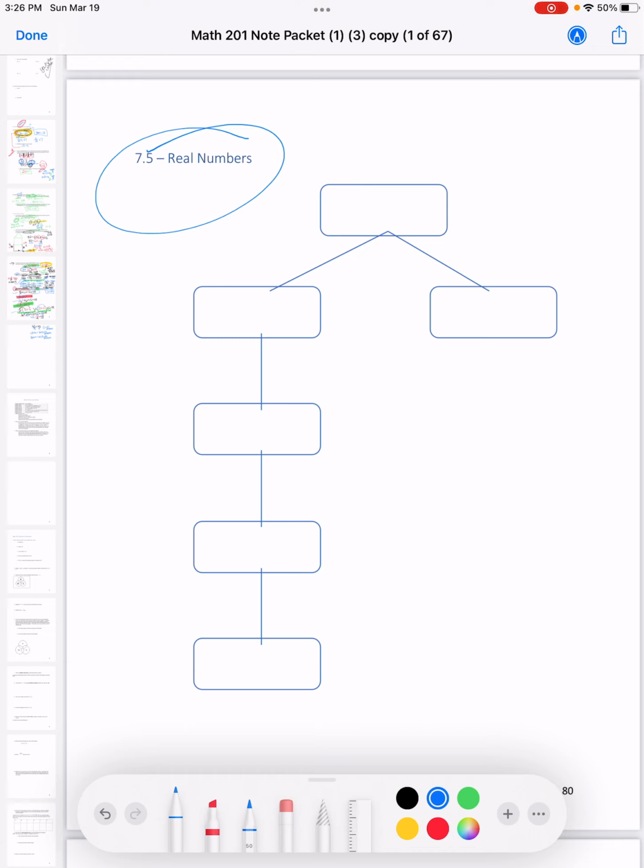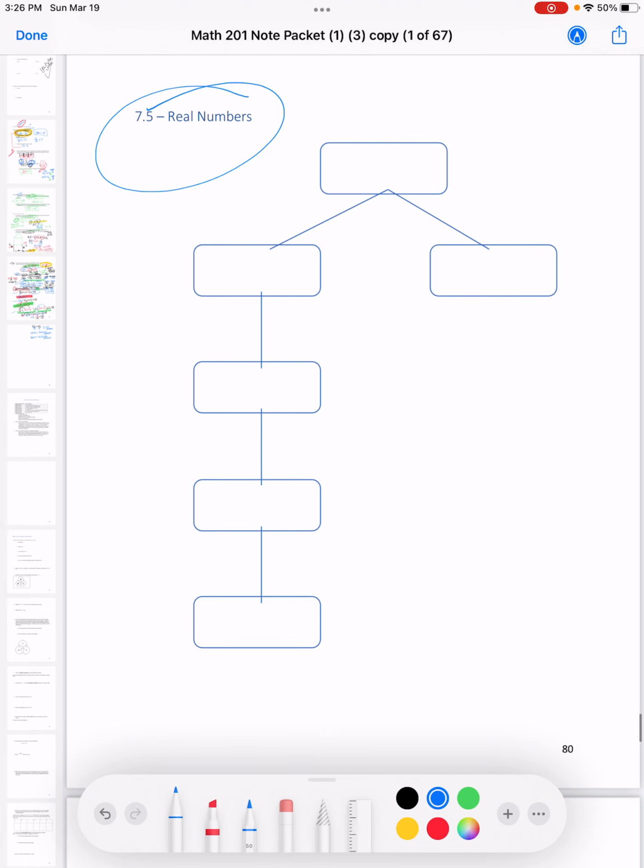So throughout the semester, we've looked at different types of numbers, and this is going to kind of wrap it all up for us. So I'm going to start way back at the very beginning of the semester when we started in chapters 1 and 2. We started with the natural numbers. So the natural numbers are the ones that are 1, and we keep counting to infinity.